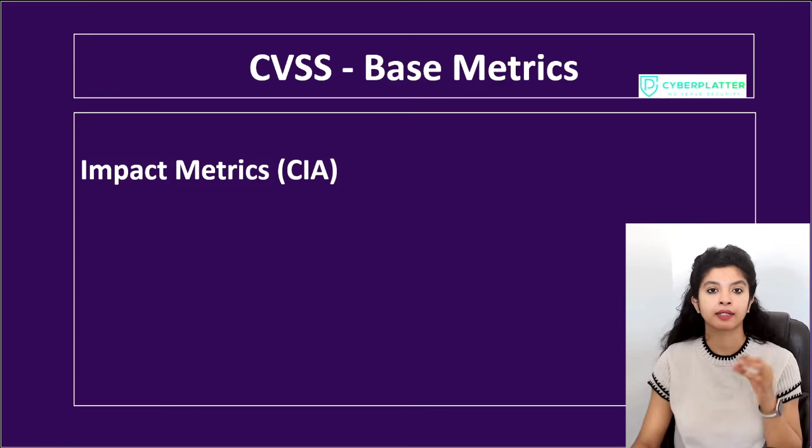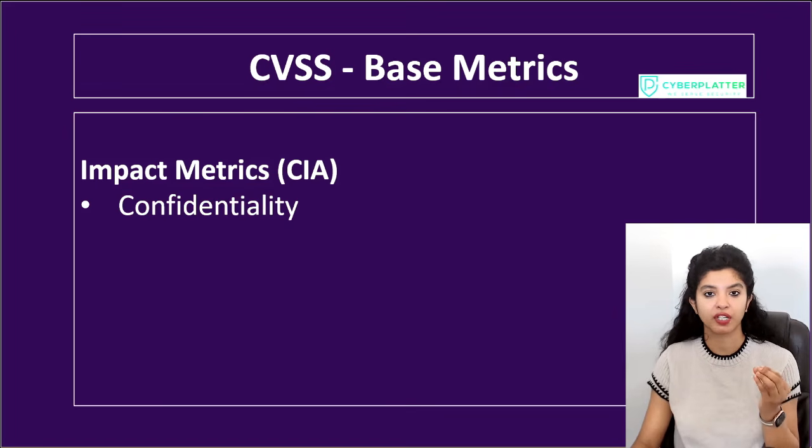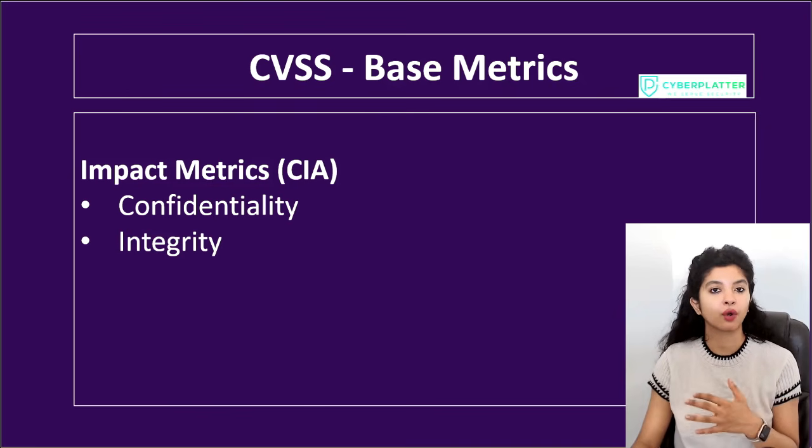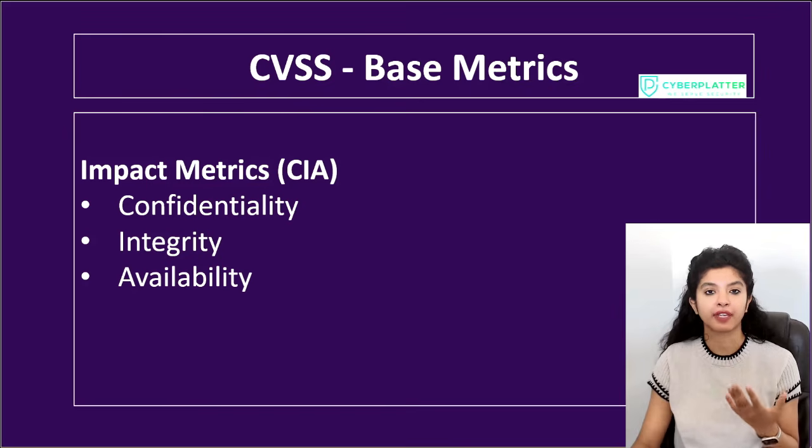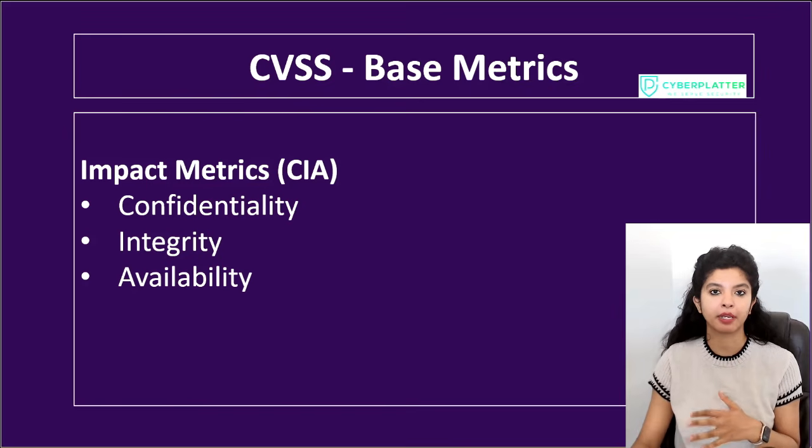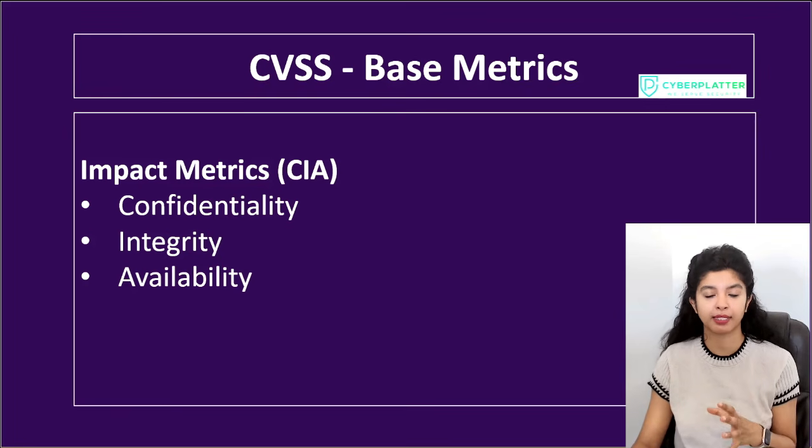Impact metrics, that is what happens if the vulnerability is exploited. Confidentiality, can sensitive data be stolen? Integrity, can data be altered or modified? Availability, can the system be made unavailable? For example, denial of service attack. So that is how the base metrics is calculated, by taking all these factors into account.